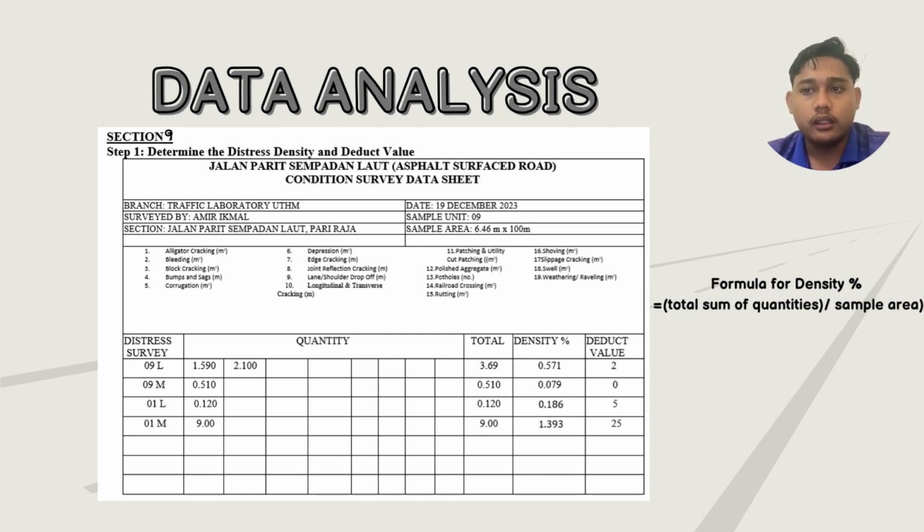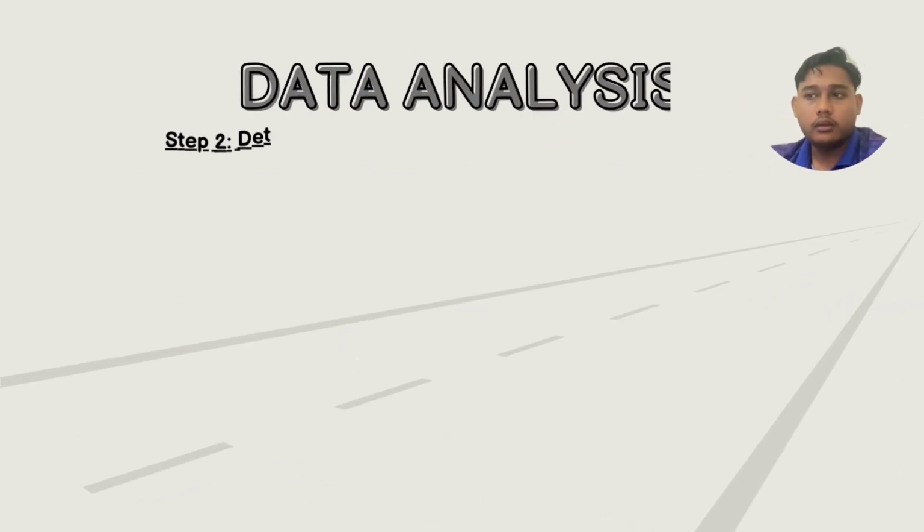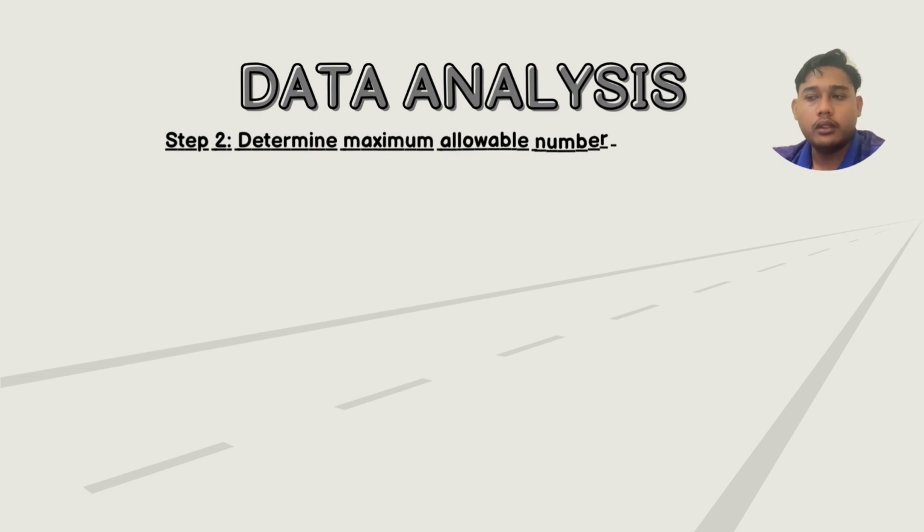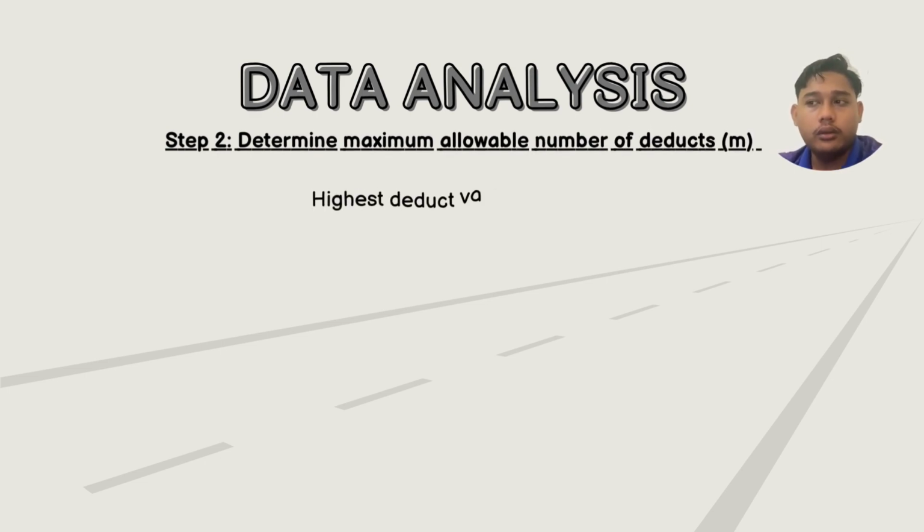The distresses in section 9 of this road are shoulder drop off and alligator cracking. The formula for percentage density is the total sum of quantity over the sample area, and the deduct value is obtained from the graph of percentage density versus deduct value. Step 2 is to determine the maximum allowable number of deducts. The highest deduct value is 25.